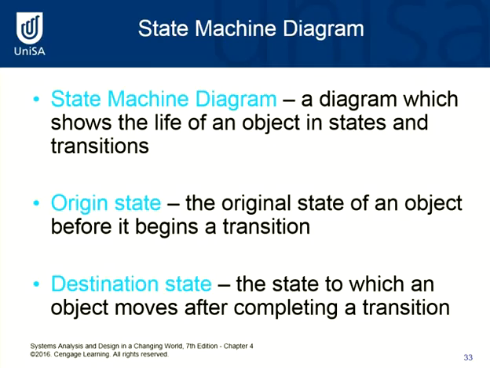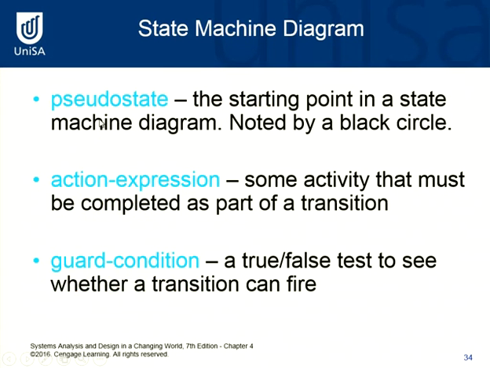We need to finish off somehow as well. In a state machine diagram, that's referred to as a destination state. So that's the state to which the object moves after completing a transition. Pseudo-state is the starting point.